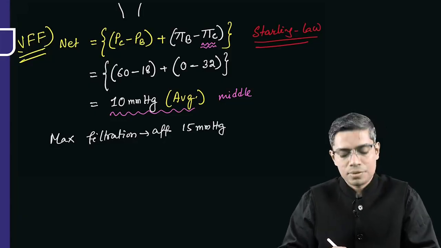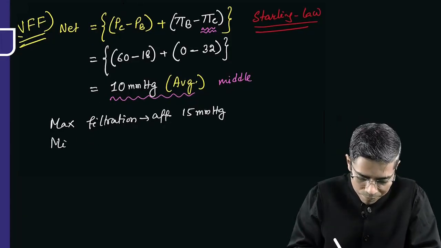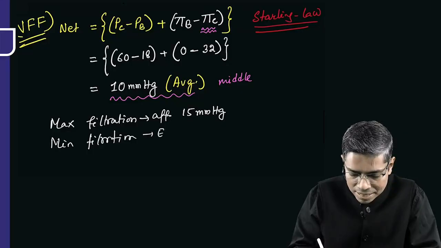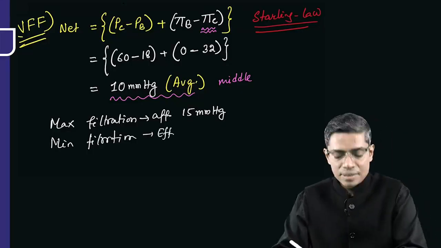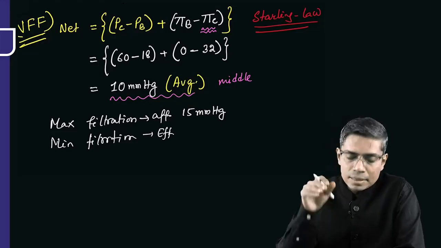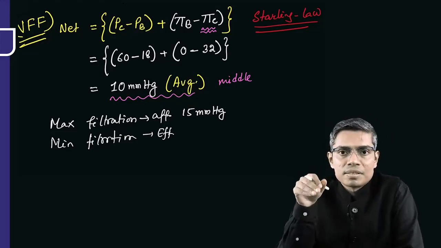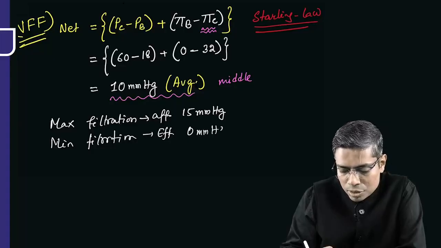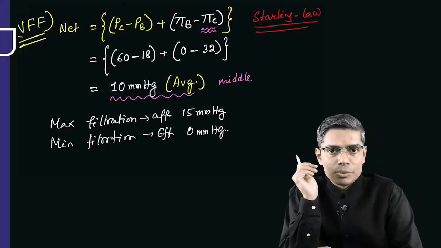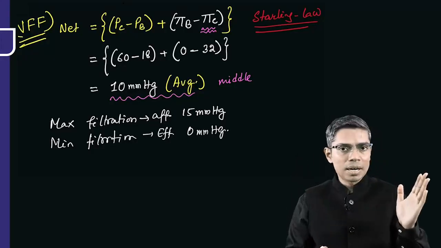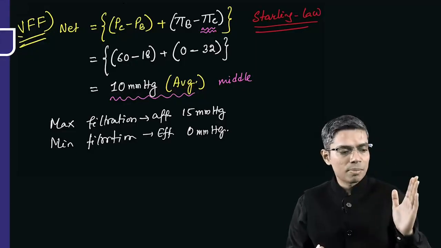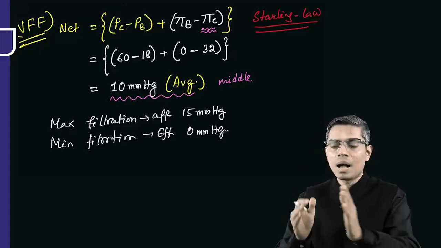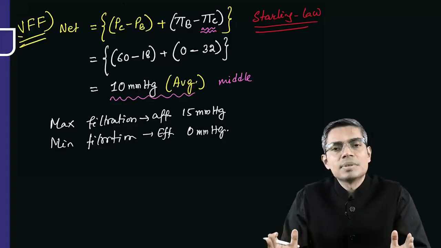It is the net force. And the minimum force of filtration is towards the efferent end, okay? The origin of the efferent arteriole is the area where the force of filtration is minimum. And how much is that force? That is almost 0 millimeter of mercury. That's why we know that whenever the blood or the plasma is flowing from the afferent towards the efferent arteriole, the filtration will stop after the end of this capillary.